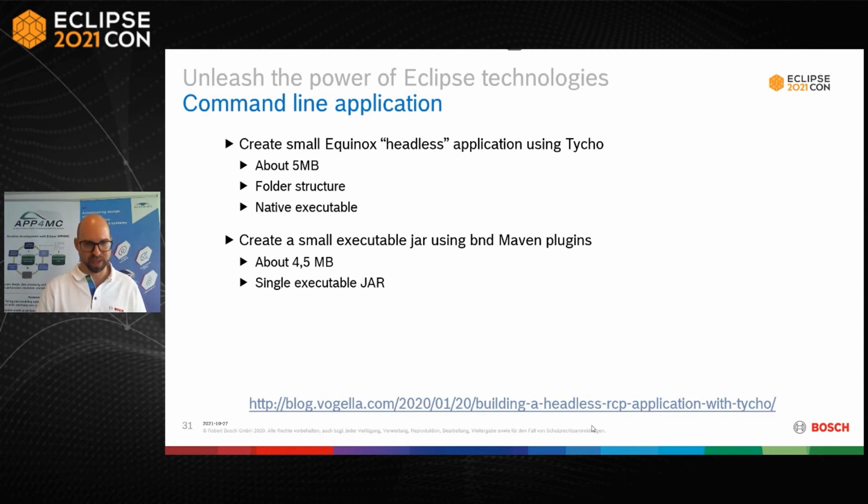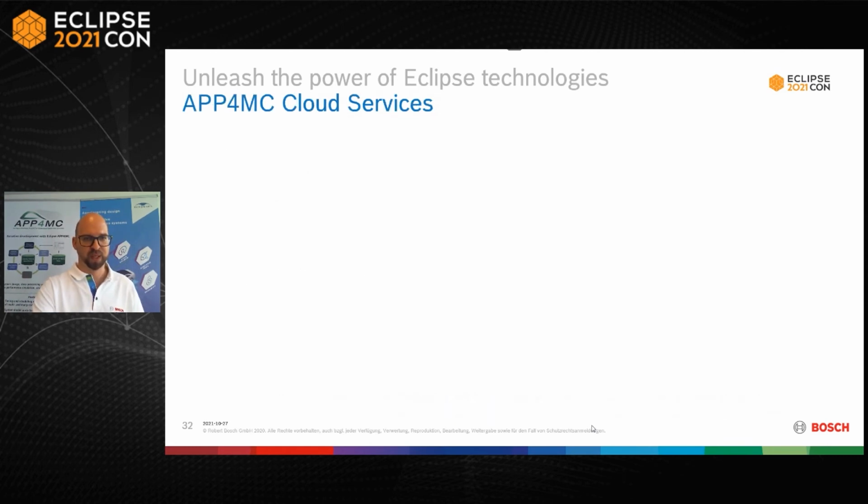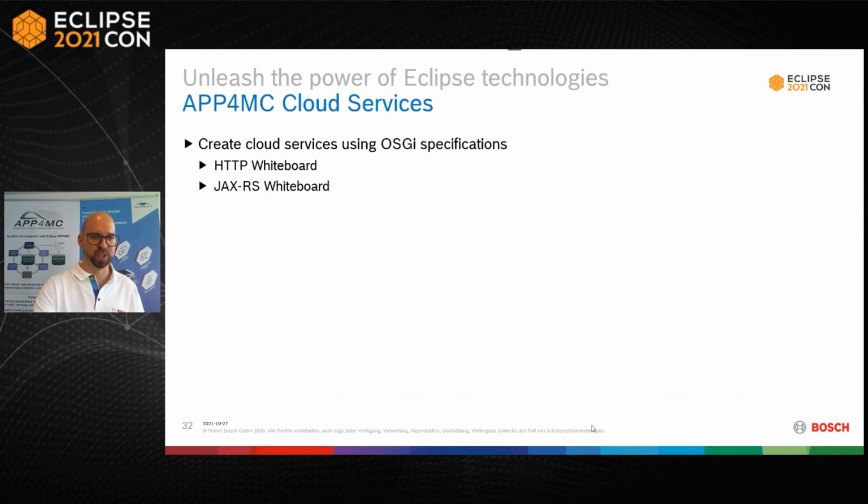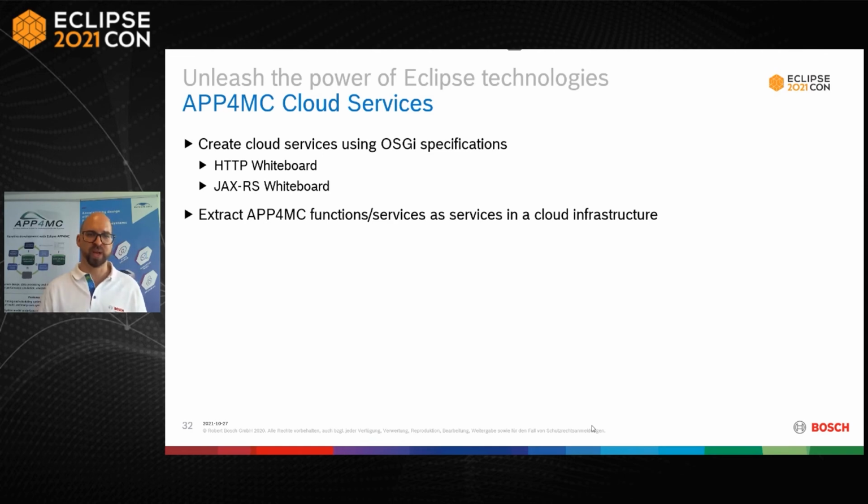There's my blog post about this topic, so you can have a read about the details. The other thing is the cloud services, which we also achieved via all these refactorings. So we create cloud services, REST-based services using OSGI specifications, namely HTTP whiteboard and the JAX-RS whiteboard. We extracted APPAMC function services like validation and migration or transformation as services and deployed them into a cloud infrastructure.